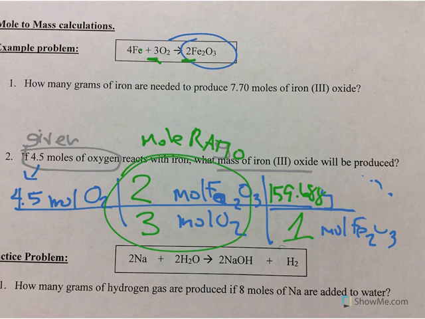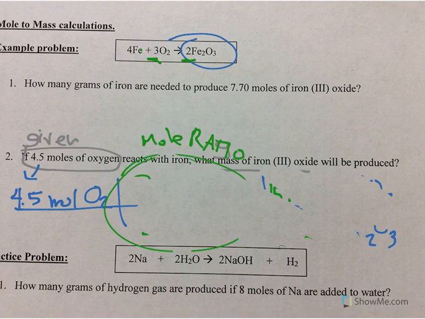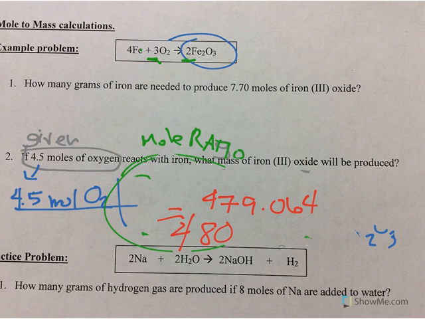Running out of room. So that got me 479.064. Rounding that to sig figs, I need 2 sig figs, so this would just be 480, no decimal, and that's going to be grams of Fe2O3. All right, so those are the mole to mass calculations.